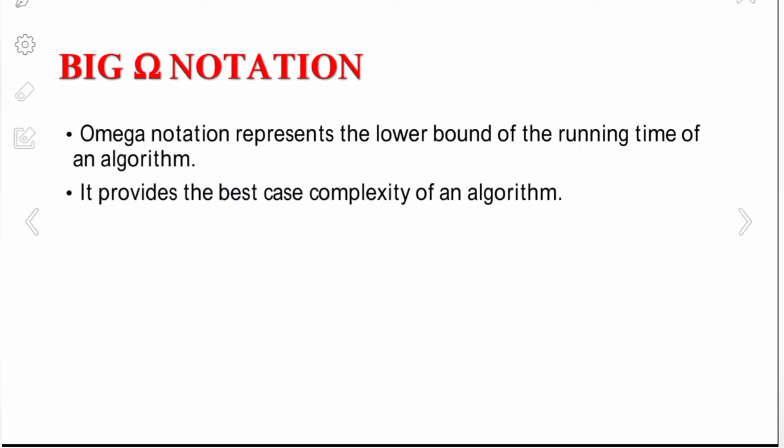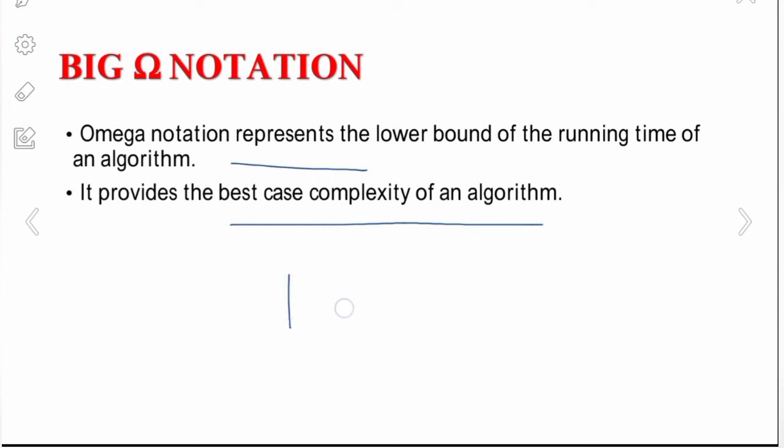So next one is the big omega notation. Omega notation represents the lower bound of the running time of an algorithm. Here big O represents the upper bound, so big omega notation represents the lower bound of the running time of an algorithm. It provides the best case complexity of an algorithm. That means it tells us the least amount of time taken to execute an algorithm.